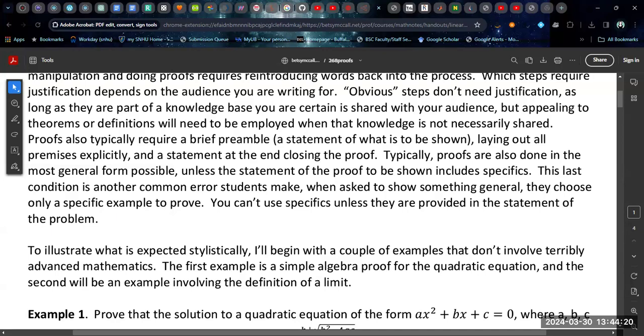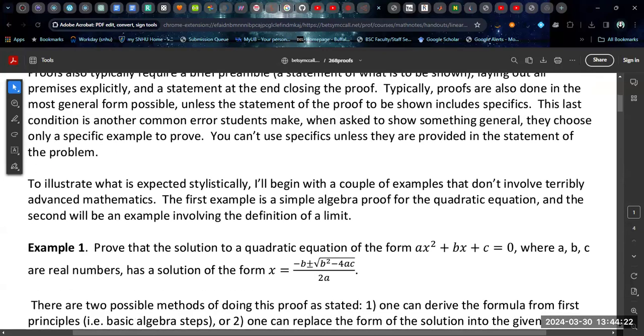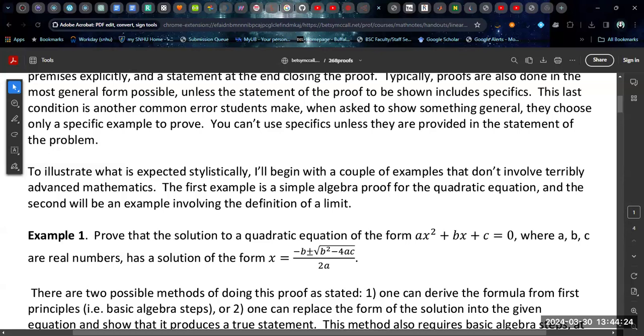Also, when students need to show that something is true in general, you can't use a specific example to prove a general case. You have to use unknowns, for instance, real numbers A, B, C, X1, X2, X3, etc. And in the statement and in your work, it has to be true for any real number. It can't be true just for one particular example.